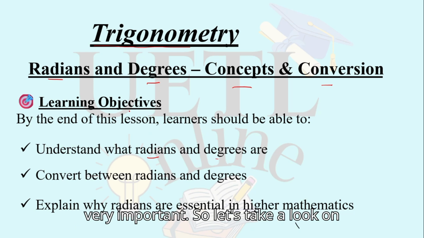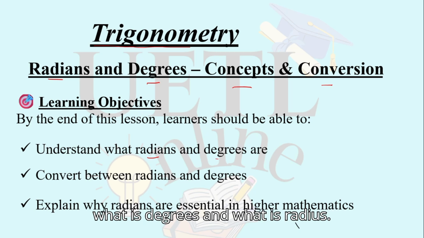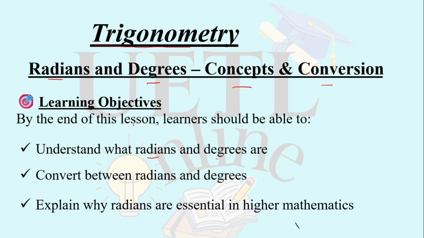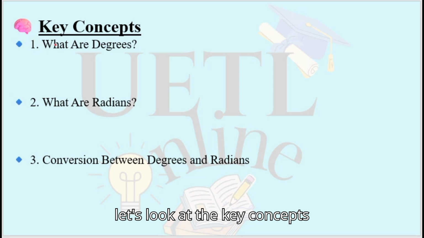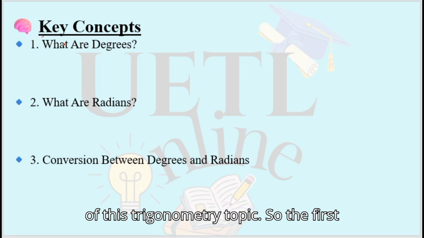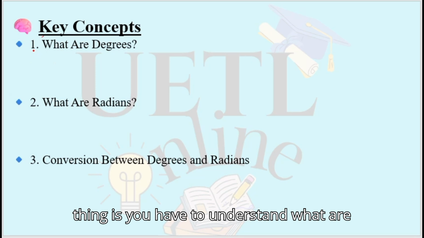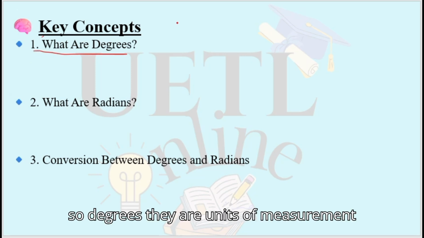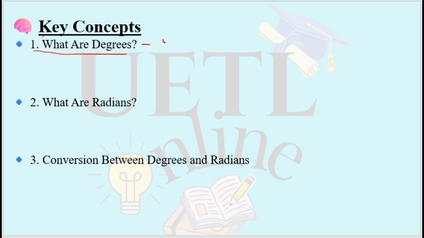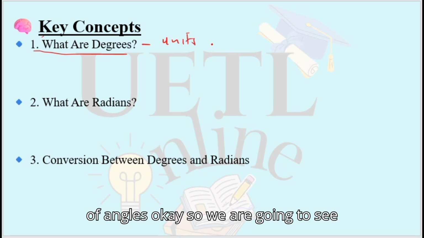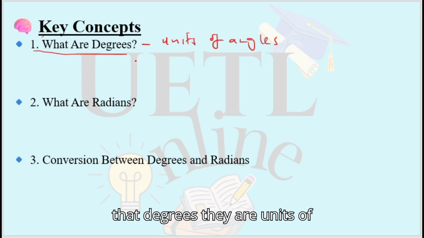So let's take a look at what degrees are and what radians are. First, let's look at the key concepts of this trigonometry topic. The first thing is you have to understand what degrees are. Degrees are units of measurement of angles.